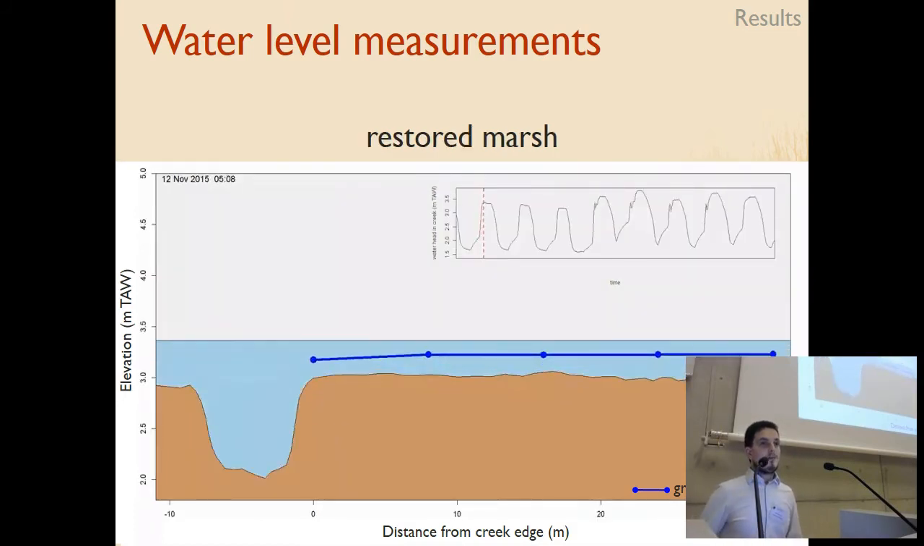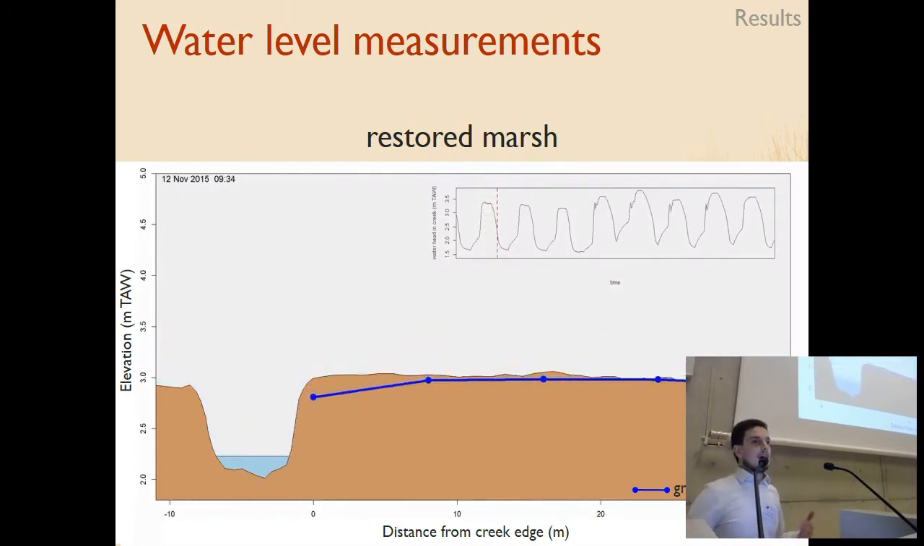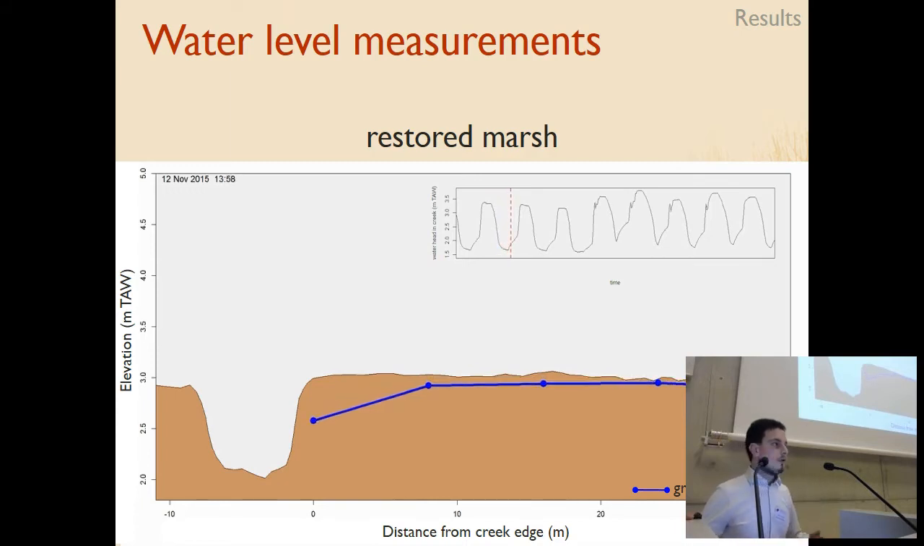In the restored tidal marsh, we observe something completely different. Here, when the tide recedes, the water level only falls back a few centimeters, a little bit more close to the creek, but we clearly see that on average, the groundwater levels are much higher in the restored tidal marsh compared to the natural marsh.